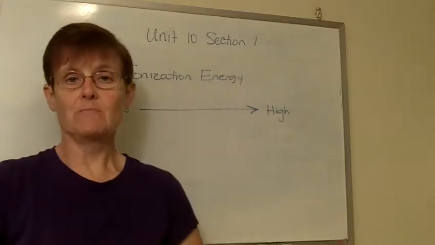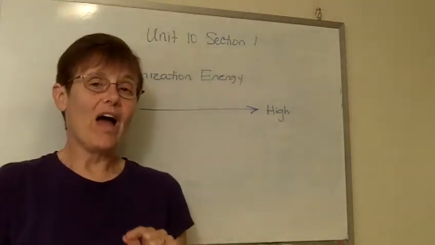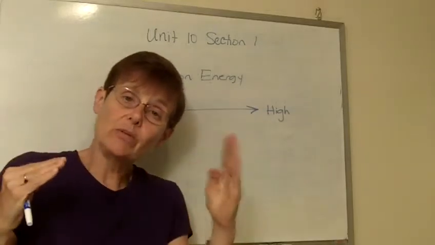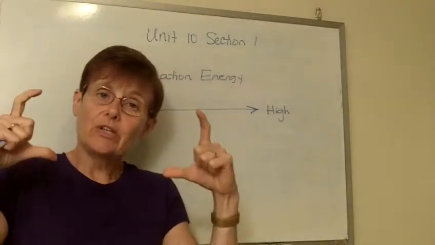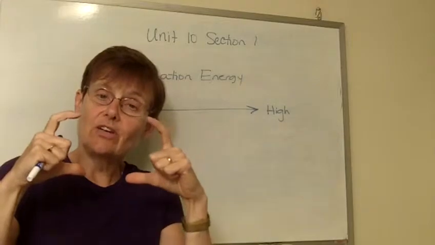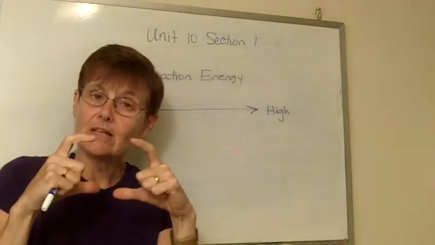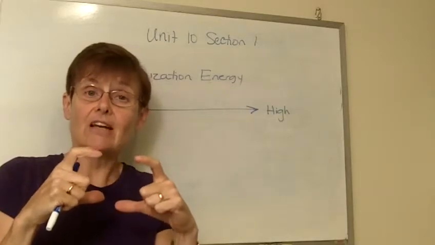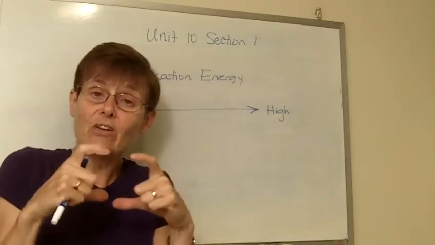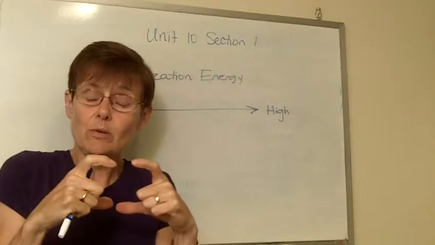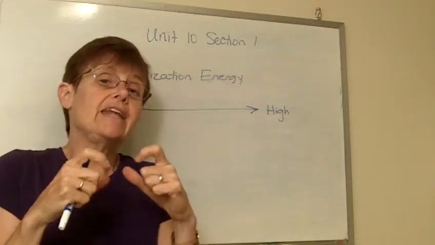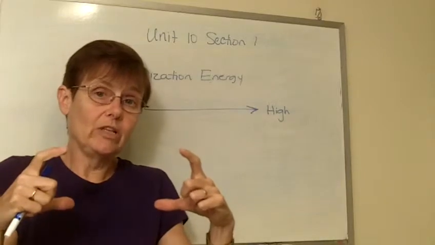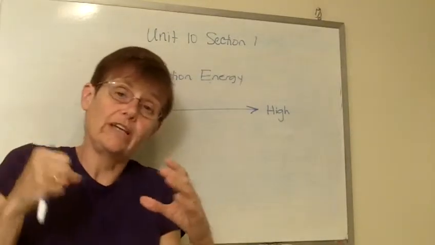Now, let's talk about why that's happening. Remember we said that as we go across the periodic table, the electrons get pulled in tighter and tighter to the nucleus. So doesn't it make sense that it would take more energy to get an electron away if it's tighter into the nucleus, if it's closer? And it takes less energy to get an electron away if it's very far away from the nucleus, because the nucleus is the thing that's holding it.